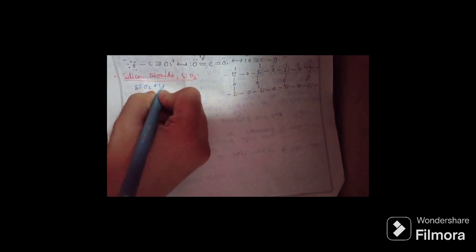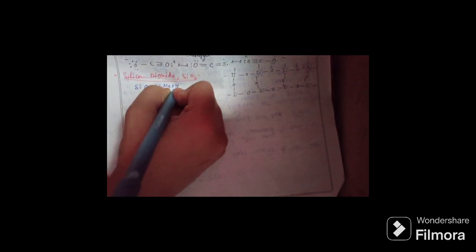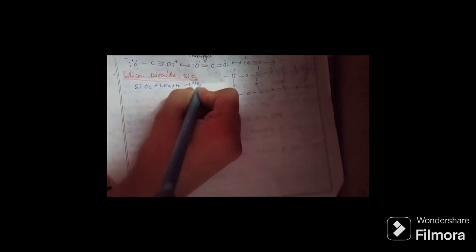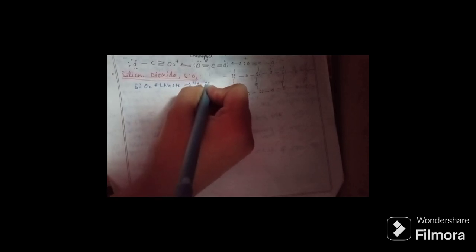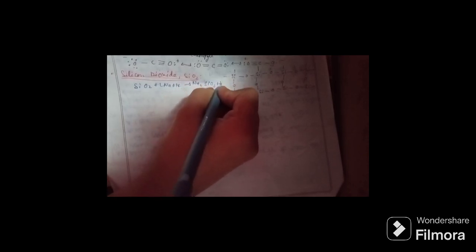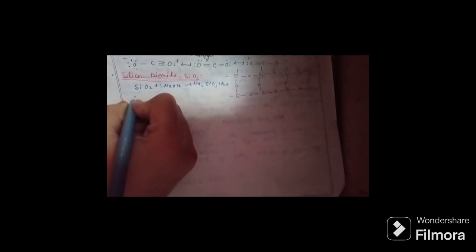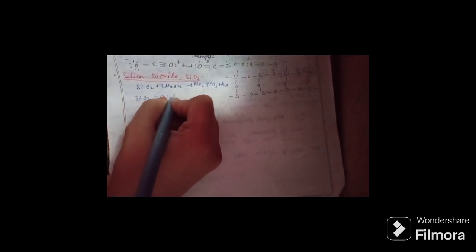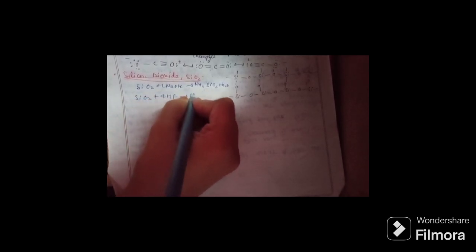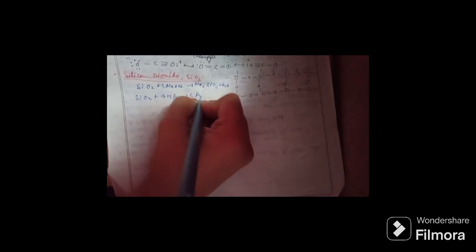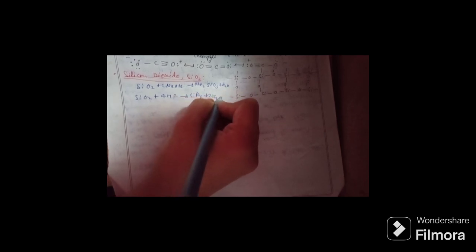SiO2 plus 2NaOH will give Na2SiO3 plus H2O. The second is SiO2 plus 4HF will give SiF4 plus 2H2O.